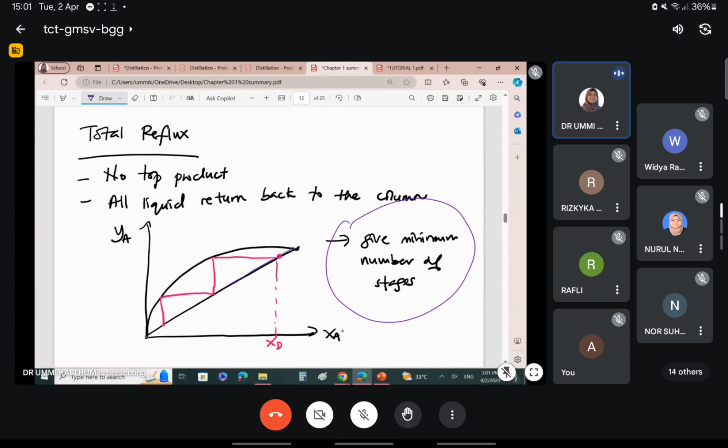So dia kat sini enriching operating line, dekat sini apa nama ni? Stripping operating line. Dia coincide dengan 45-degree line. So you masa buat determination of number of stages tu, dia pergi ke equilibrium line, terus pergi ke sini. Okay, so dia akan dapat minimum number of stages. So what is the consequences of total reflux? Any answer?